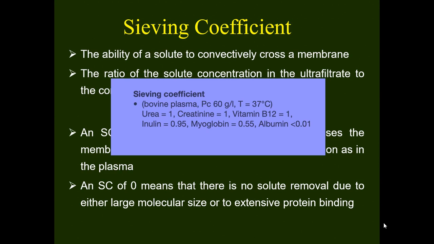This is the actual picture of the sieving coefficients given for your CRRT filters. This is the information given on the M100 filter that we routinely use in CRRT. You can see the sieving coefficient of urea and creatinine, which are the most permeable, is 1. So freely permeable.